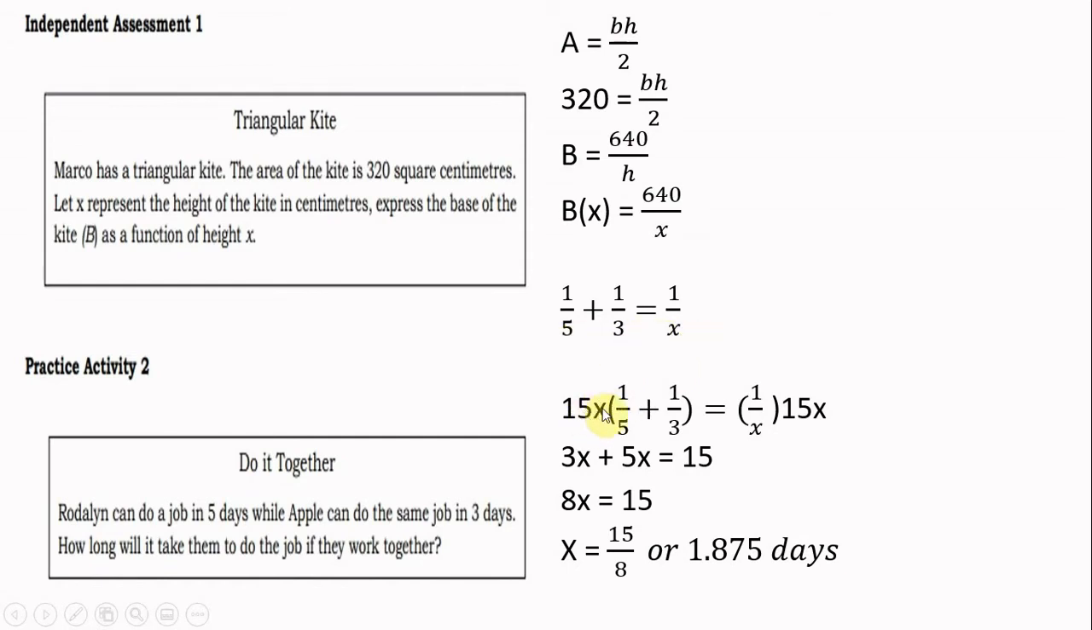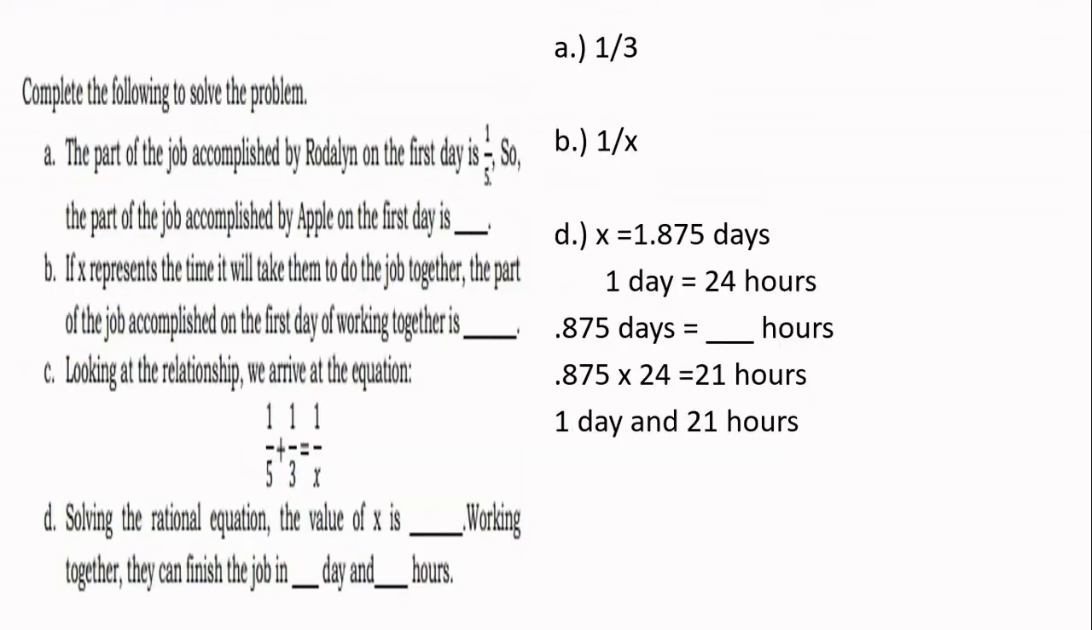It should be 15x. Okay, multiply 15x to the left and right side of the equation. So 15x divided by 5, that's 3 times x, 3x times 1, that's 3x. Okay, 15x divided by 3, 15 divided by 3, that's 5 times 1, that's 5 times x, that's 5x. It's equal to, so cancel x, that's 15 times 1, that's 15. So 3x plus 5x is 8x equal to 15. Divided by 8, divided by 8, so x is equal to 15 over 8, or 1.875 days if they work together.